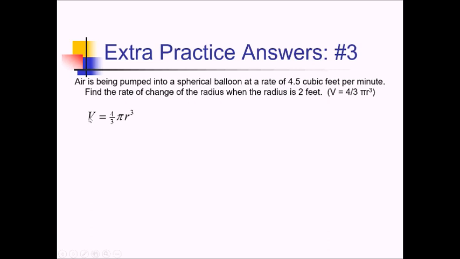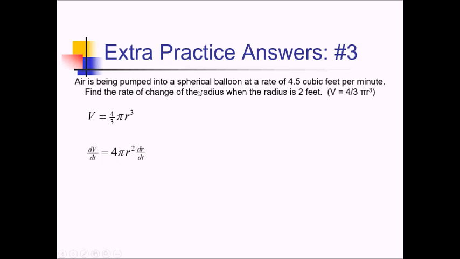Derivative of volume is going to be dV over dt. And over here, we're going to use the power rule. So 3 times 4/3, that comes out to 4 pi r squared times dr over dt. The radius is also a function of time. All right, so we're solving eventually for dr over dt. They wanted the rate of change of the radius.